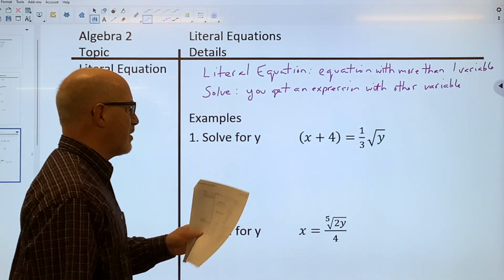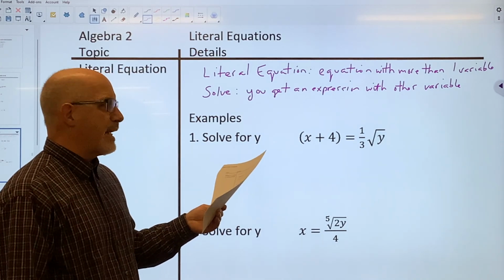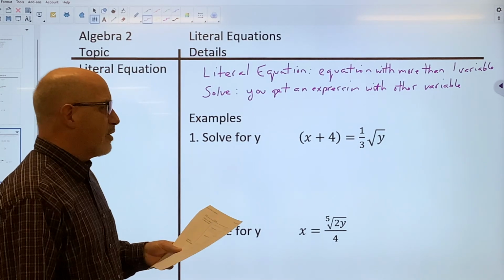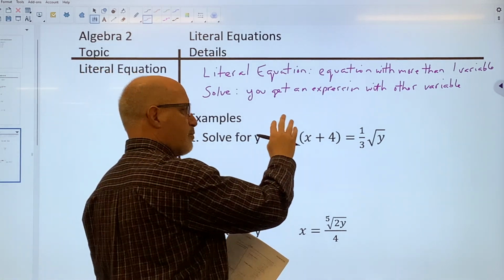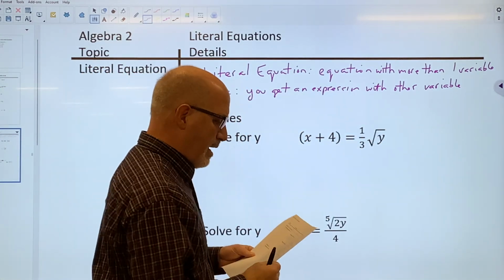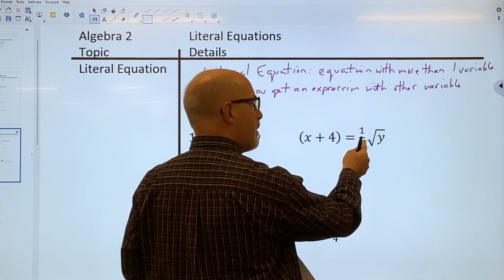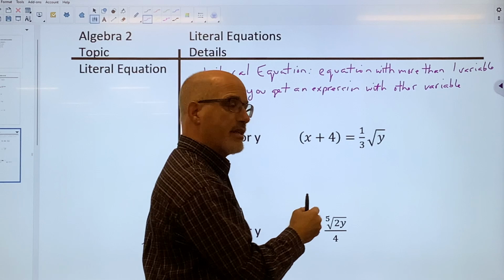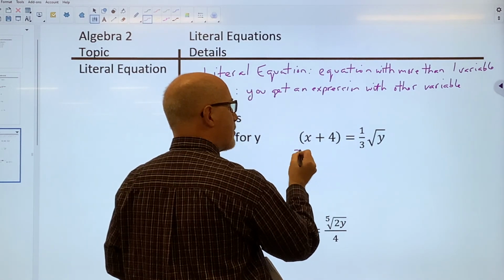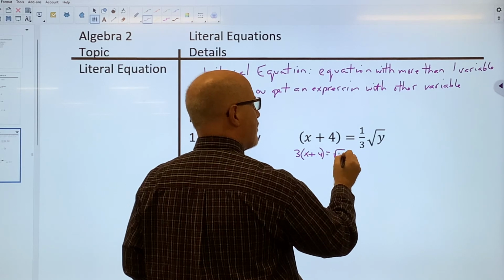Okay, so let's take a look at this first one. If I'm going to solve for y here, I want to get y by itself. Notice it'd be easy to solve for x. I just subtract 4 from the other side. It'd be x equals, we'd be all done. But if I'm going to solve for y in this case, I multiply both sides by 3 to get rid of this 1/3. So we have 3 times x plus 4 equals the square root of y.